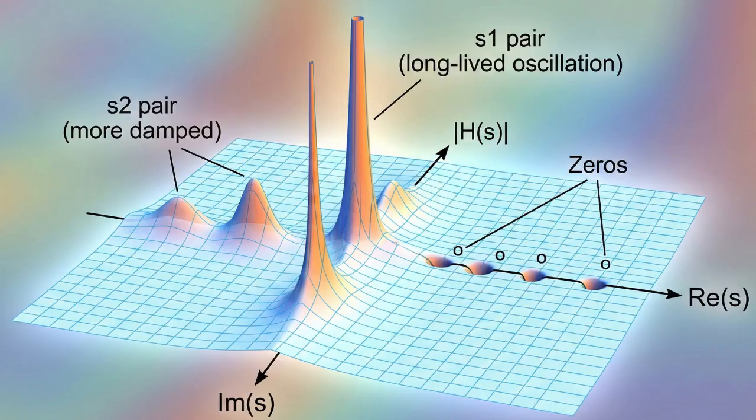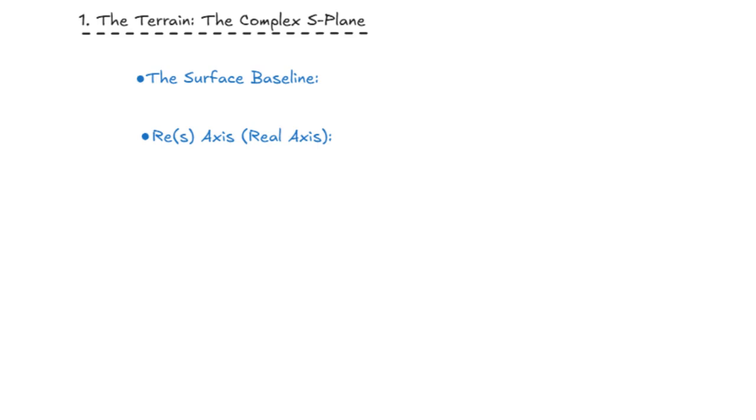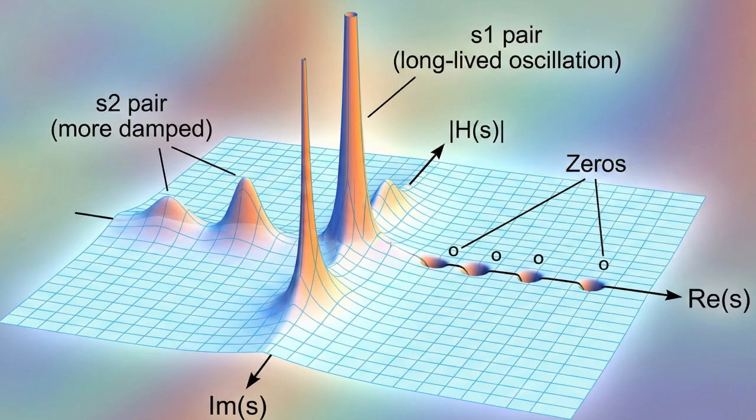1. The terrain: the complex s-plane. The surface baseline. This represents the complex s-plane itself, where the magnitude of the transfer function is 0. The axis representing the real part of s, also called the real axis. Movement along this axis determines the damping, how fast a signal decays or grows. Left half plane, negative real part of s, equals stable, decays. Right half plane, positive real part of s, equals unstable, grows exponentially.